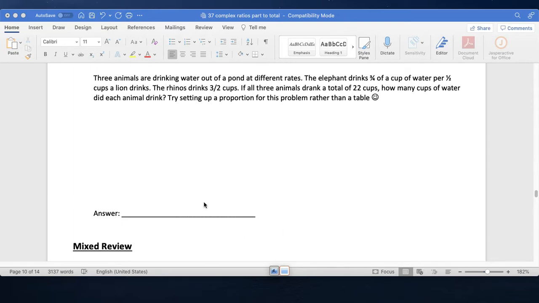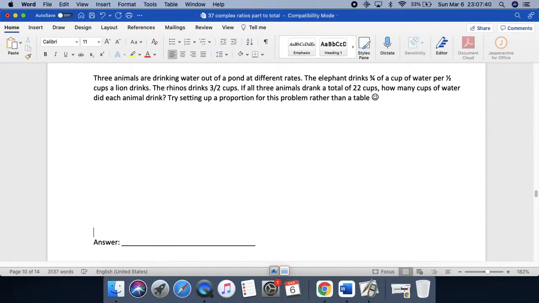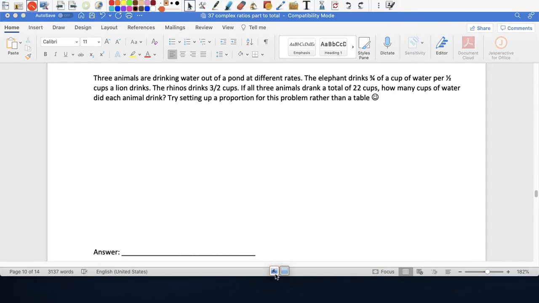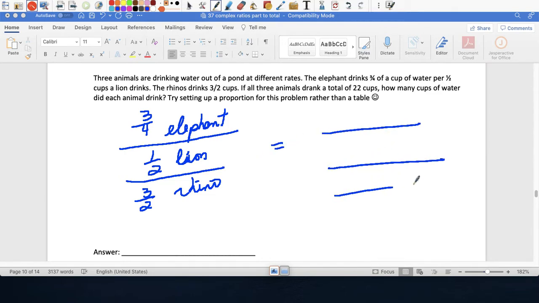So we have 3 animals. This one is a nice problem. Three animals, and they're drinking water. So every time the elephant drinks 3/4 of a cup, the lion drinks half a cup. And the rhino drinks 3/2 cups, or 1.5. So the question is, what happens when they all together drink 22 cups in total?